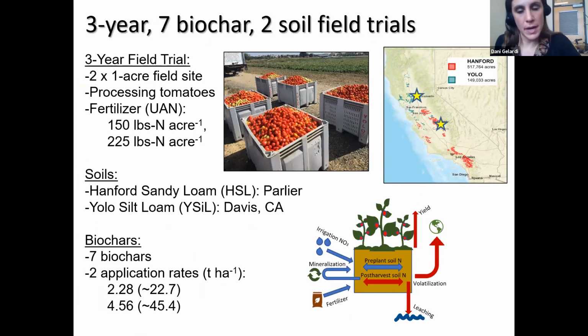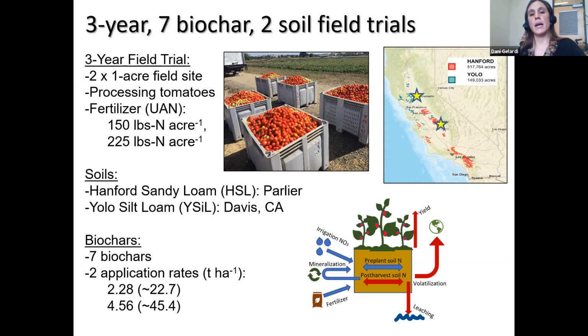We also have the field trials that I'm actually leading over the last few years. In these trials, we conducted a 3-year processing tomato experiment in a Hanford sandy loam and in a Yolo silt loam. I know you're probably well familiar with at least the Yolo silt loam. I think most of you are growers in this area, but together these soils represent over 650,000 acres of California soils. So the goal was to choose texturally distinct but agriculturally relevant soils.